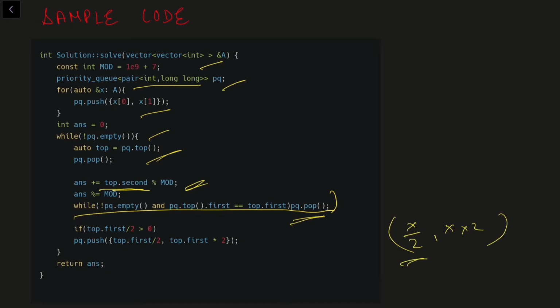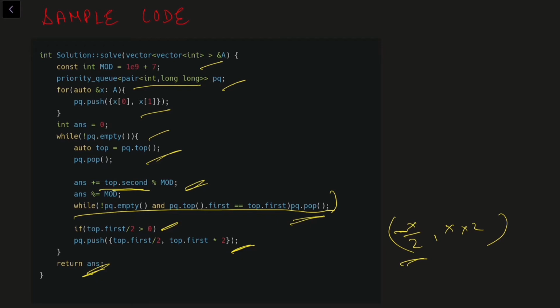Now if x by 2 is 0, then we can ignore that, right? Because we cannot use the quality 0. So I'm checking here if top dot first by 2 or top dot first is equal to the quality here, or we can say x here. If it is greater than 0, then only we'll push another new element to the answer, right? So I'm just basically simulating this process, and after that I can return the answer. That is the whole code. So that's it for this problem.